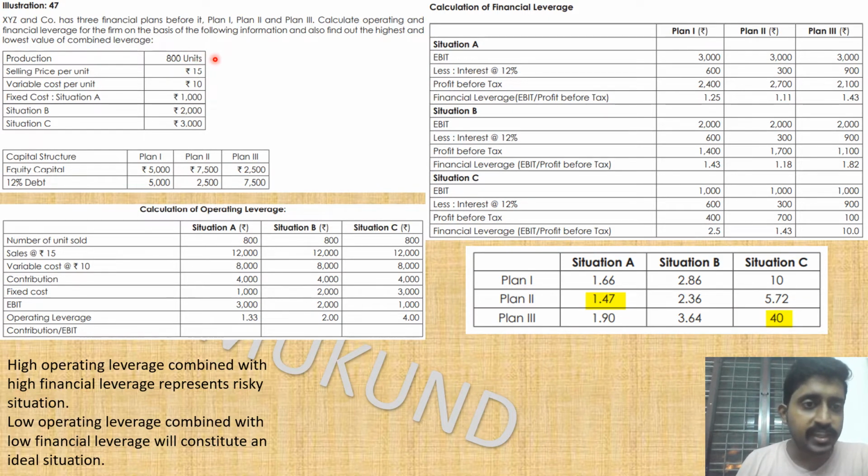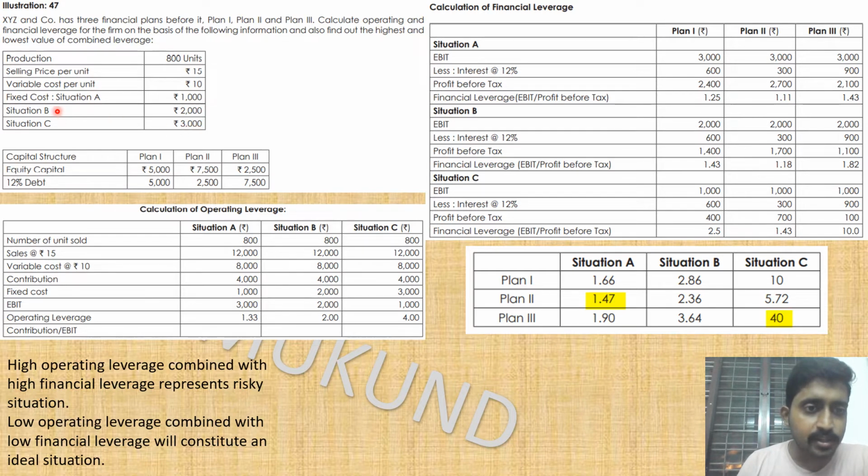So production quantity is given, selling price per unit is given, so sales can be found. Variable cost per unit is given, so total variable cost can be found, and sales minus variable cost, we can find the contribution also. Next, the fixed cost is given, so contribution minus fixed cost, we can find the EBIT also. So EBIT is also there, contribution is also there. Contribution divided by EBIT, we can find the operating leverage also.